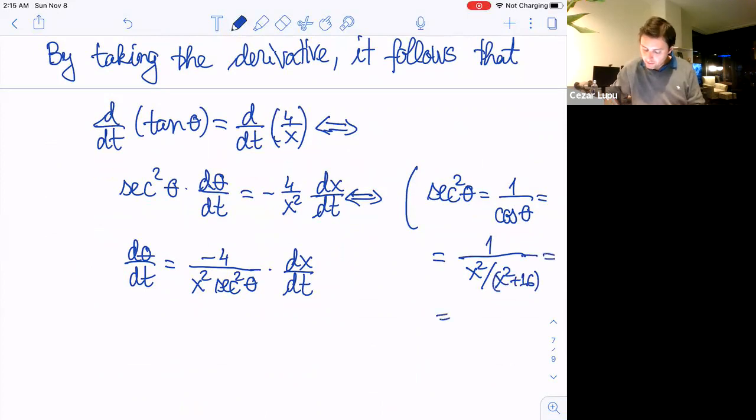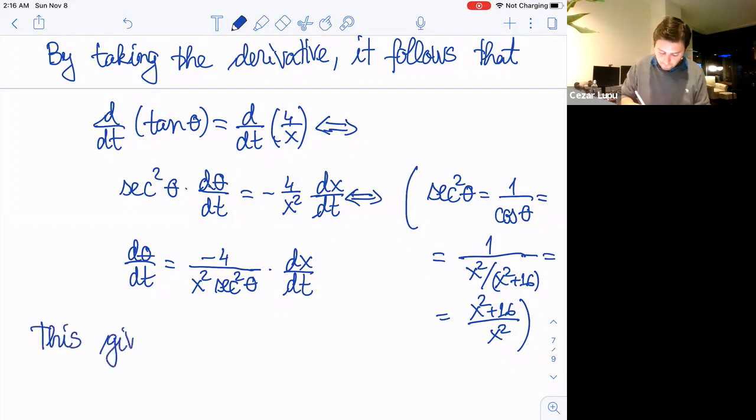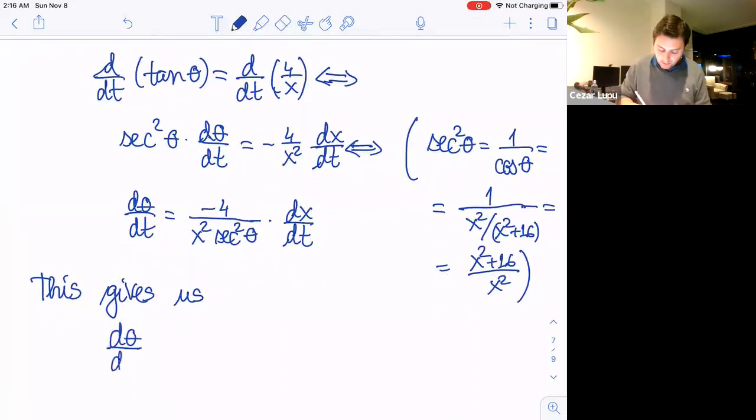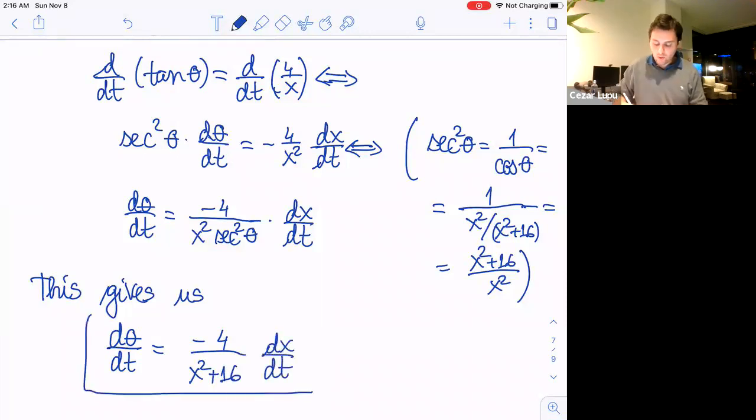And this would be nothing else than just x squared plus 16 over x squared. Okay, so we know secant of theta, so we can plug it in. This gives us that d theta over dt will be, let's replace, negative 4 over x squared plus 16 times dx over dt. All right, so this is the general situation we have at this point.